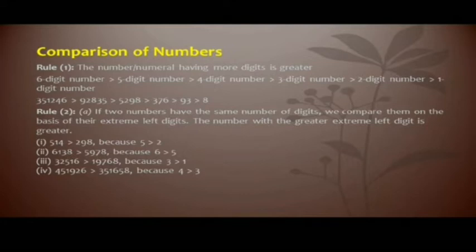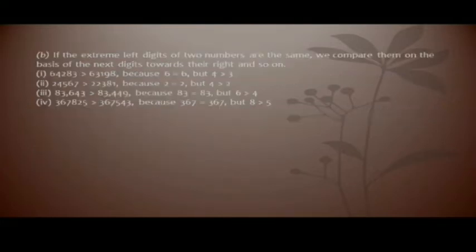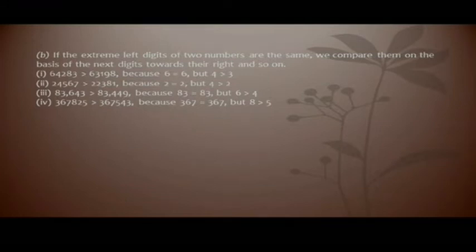Now comes rule 2, which says if two numbers have the same number of digits, we compare them on the basis of the extreme left digits. The number with the greater extreme left digit is greater. There is another section which says if the extreme left digits of two numbers are the same, we compare them on the basis of the next digit towards their right, and so on.